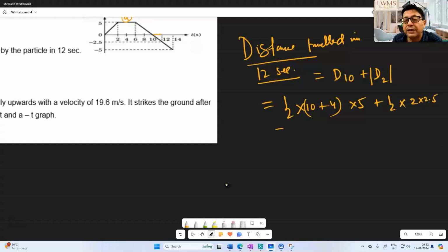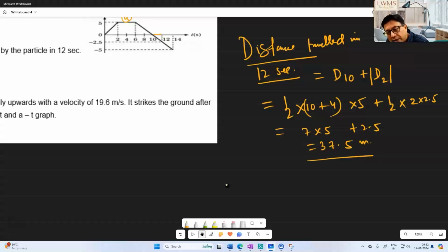No negative sign. So this is going to be 14 by 2, 7 into 5 plus 2.5. 37.5 meter is the distance traveled. Displacement would be what then? It will be 35 minus 2.5. That is 32.5. Clear?